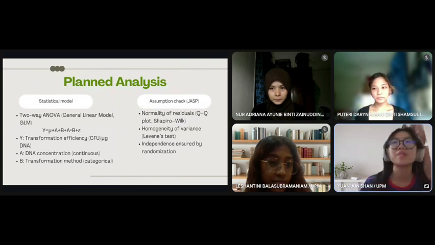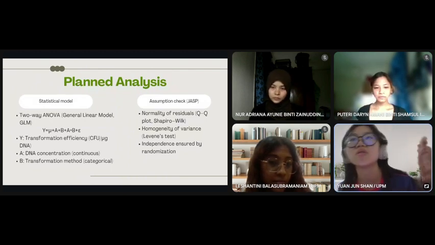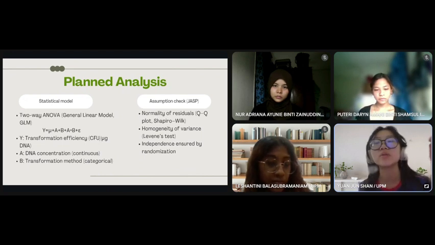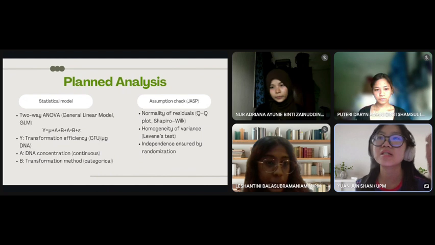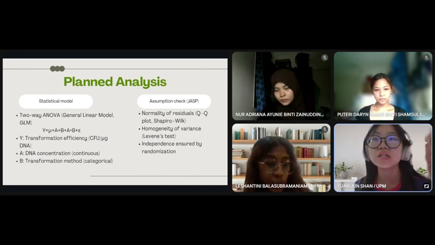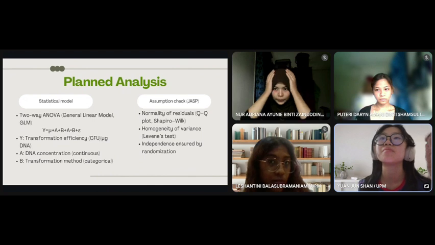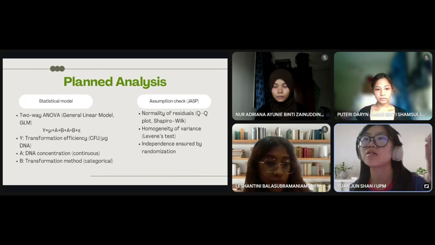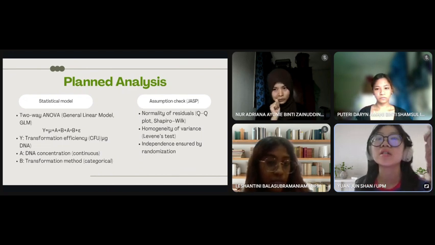Okay. So for the plan analysis, the statistical model we use is the two-way ANOVA, which is the general linear model, also known as GLM. And the equation that we use is shown in the presentation, whereby Y represents the transformation efficiency, the CFU per microgram DNA, A represents the DNA concentration, and B is the transformation method.